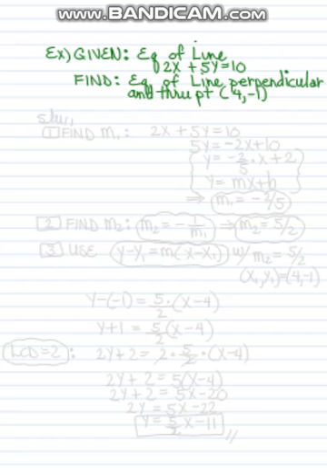All right, we're given an equation of a line, and we're asked to find the equation of the line perpendicular to the given line and passing through the point (4, -1).